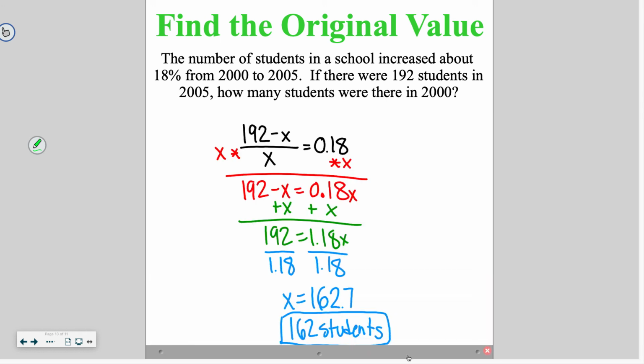After rounding, we find that 162 students attended the school in 2000. Again, remember with the rounding, if you need whole items, so people are whole values, we have to round down because 0.7 can't round up. We don't have enough for that 163rd person.